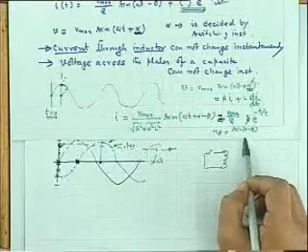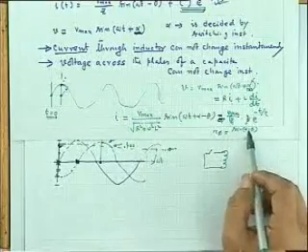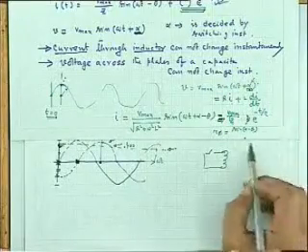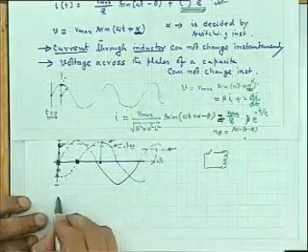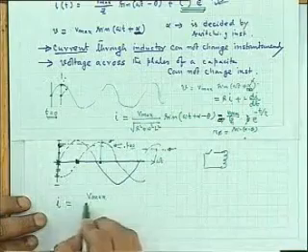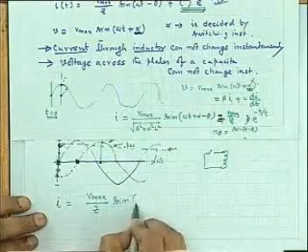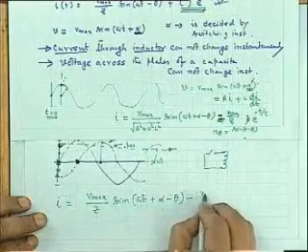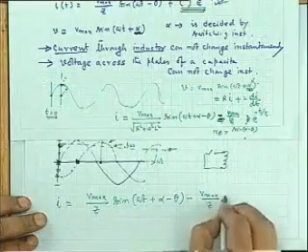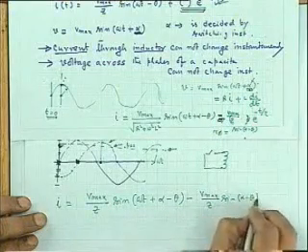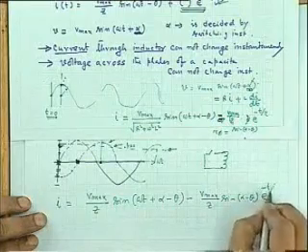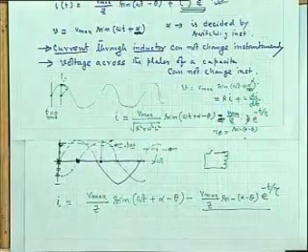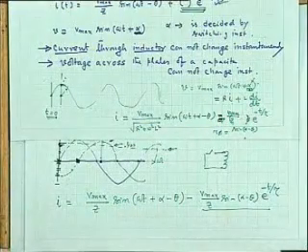So, at what time will this term not be present? No transient will be present at what time? When alpha equal to theta. This response will be V max by Z sine of omega t plus alpha minus theta, minus of V max by Z into sine of alpha minus theta, e to the power minus t by tau, if you solve it. When will this exponential term not be present? When alpha equal to theta.